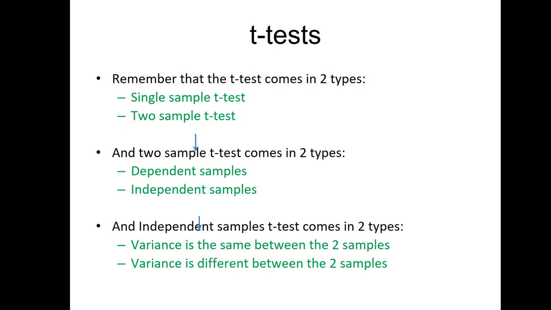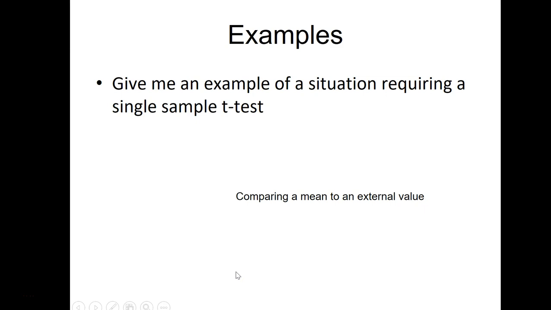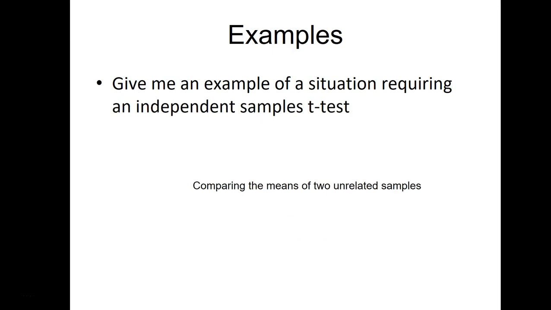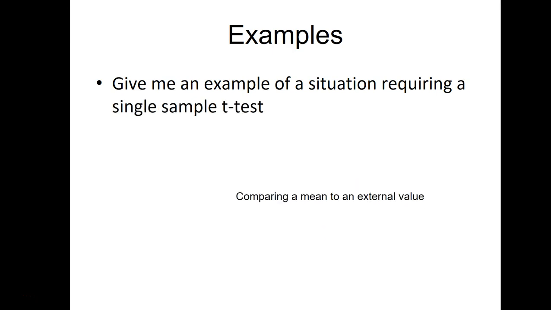So remember, t-tests come in two types, the single sample or the two sample. The two samples come in two types, dependent and independent. The independent comes in two types, types in which the variance is the same or types in which the variance is different. Example, let's say we are comparing a mean to an external value. Okay, do we have an example of that?